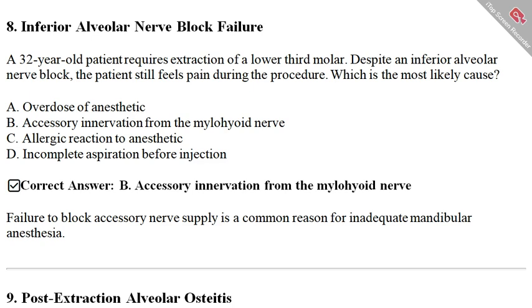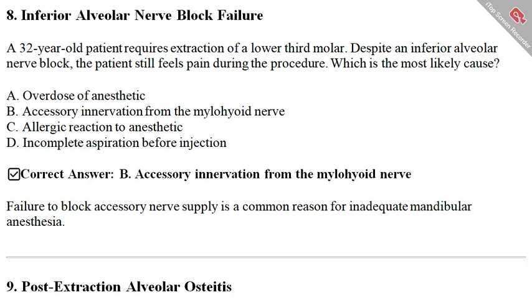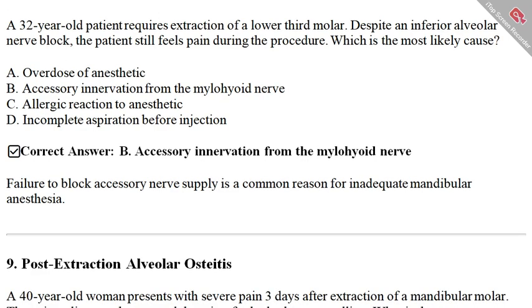If you go for the selection of option B, that is the correct option. Option B is the accessory innervation from the mylohyoid nerve. Failure to block accessory nerve supply is a common reason for inadequate mandibular anesthesia.